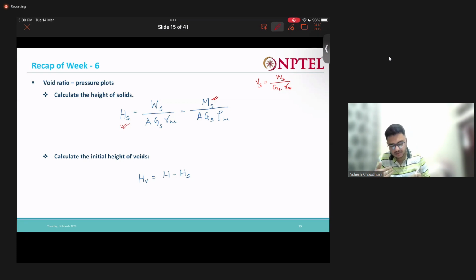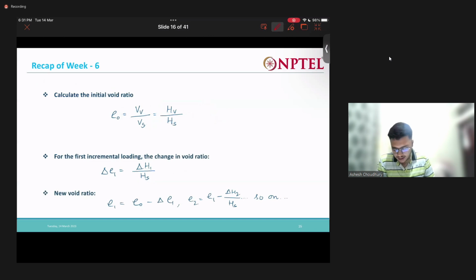Now the next part is to calculate the initial height of the voids. What will be my height of the voids? Volume of void is total volume minus volume of solids. Similarly, in terms of the heights, the initial height of voids will be nothing but the total height minus the height of the solids. So we'll get the height of the voids, right? Then we need to calculate the initial void ratio. The initial void ratio is nothing but the volume of voids by volume of solids. So if we do the height of voids by height of solids, we will get the initial void ratio before the start of the test, right? We'll get the initial void ratio of the specimen.